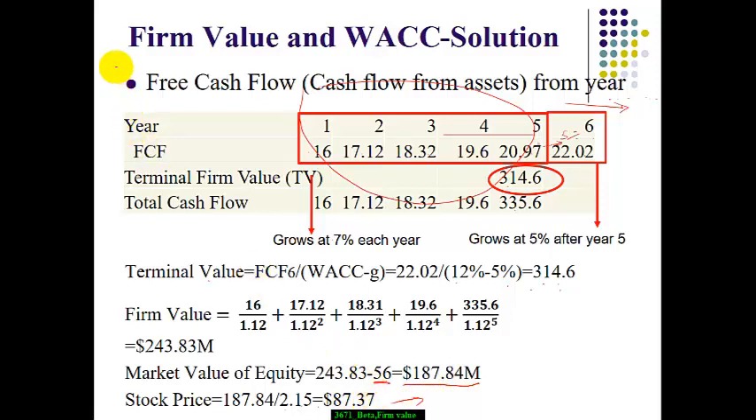To summarize, to get firm value or stock price per share, the first step is to predict all the free cash flow, then find the terminal value. Then we get the total firm value using this two-stage discounted cash flow model, then subtract the long-term debt to get the market value of equity. Lastly, divide by the number of shares to get the stock price per share.